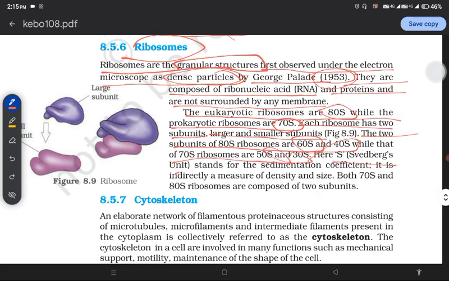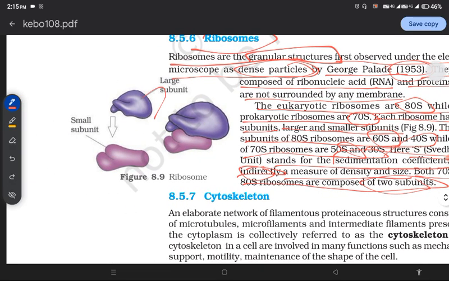S is the Svedberg unit, standing for the sedimentation coefficient. It indirectly measures the density and size. Both 70S and 80S ribosomes are composed of two subunits, a large subunit and a small subunit.